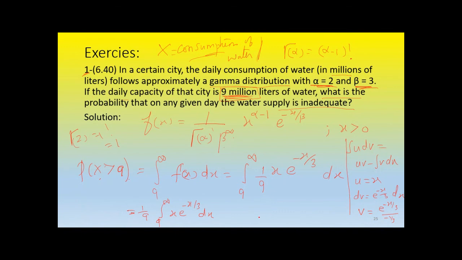Now we got uv, so this integration will be uv. This negative 1 by 3, the denominator will be the numerator as negative 3. So u is x, v is negative 3 e power minus x over 3. This is 9 to infinity minus integral v du. V is here. This minus and minus will make positive 3. And e raised to minus x over 3 dx from 9 to infinity.